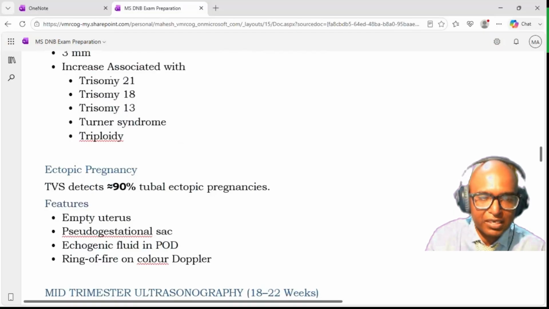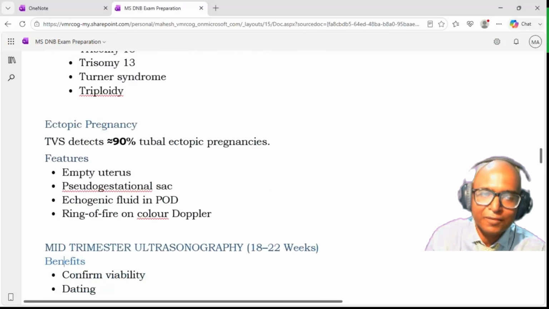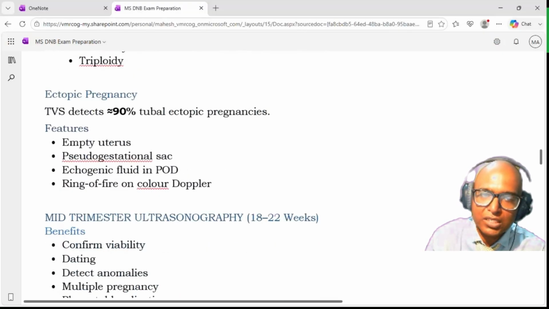Then come to the ectopic pregnancy. TVS will be able to detect around 90% of the tubal ectopic pregnancy. You will be able to see empty uterus, pseudogestational sac may be seen, echogenic fluid in the pouch of Douglas, and ring of fire appearance on the color Doppler.